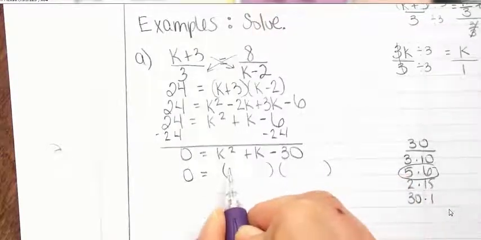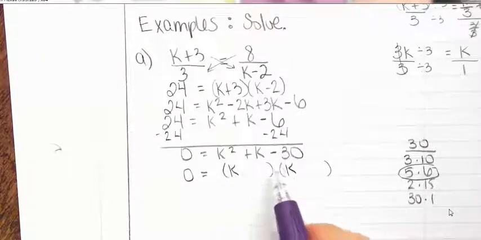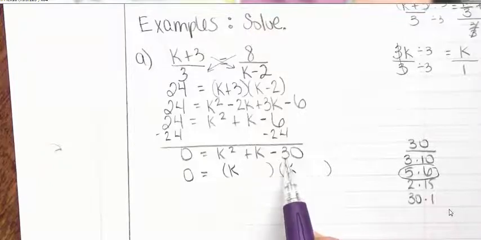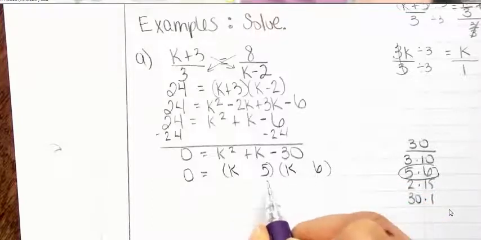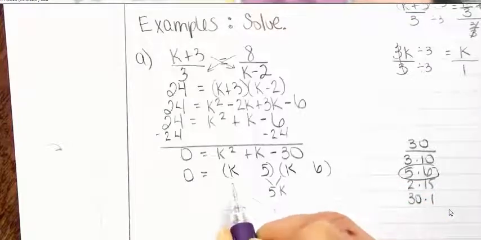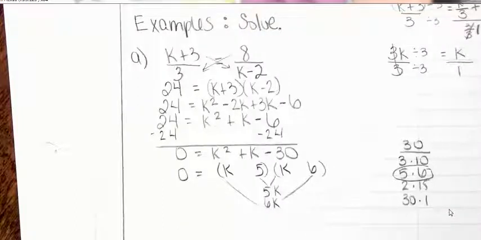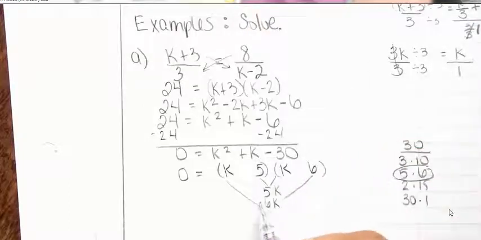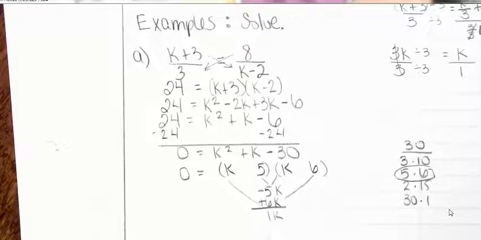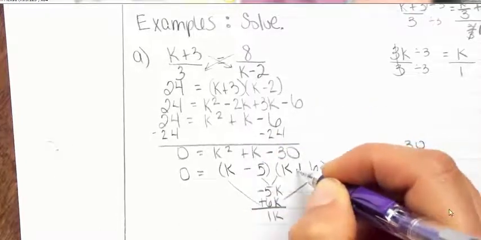All right, so my first two terms in each binomial are going to be my k, because when I multiply them, I need to get k squared. My last two terms are going to be the 5 and the 6. And then I just do my inners and my outers to try and figure out what my signs should be. And if I do it wrong, I can erase. That's why I use pencil. It's not a big deal. I need a positive 1, which would tell me that my 6 should be positive and my 5 should be negative, because that'll give me that 1k. Okay, so I'm going to have a negative 5 and a positive 6.